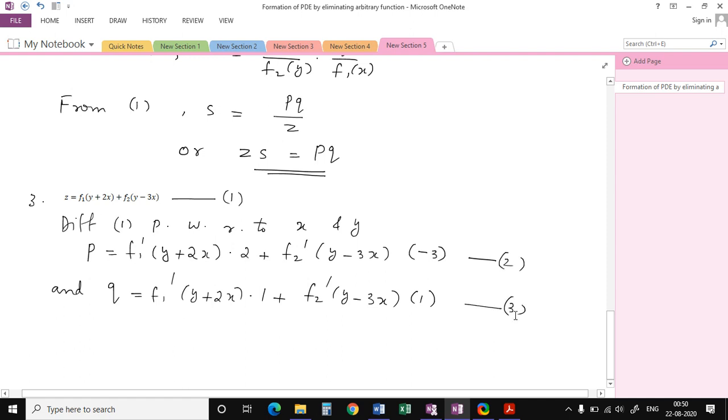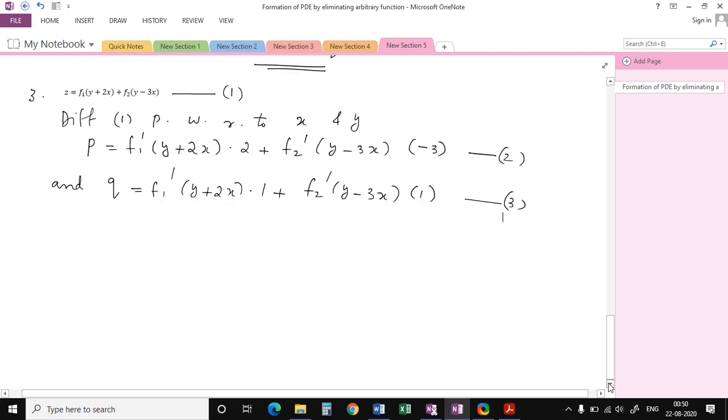Now we have to obtain the second order partial derivatives. For obtaining second order partial derivatives, we will differentiate equation number 2 partially with respect to x first, so that we will get r. ∂p/∂x is r.